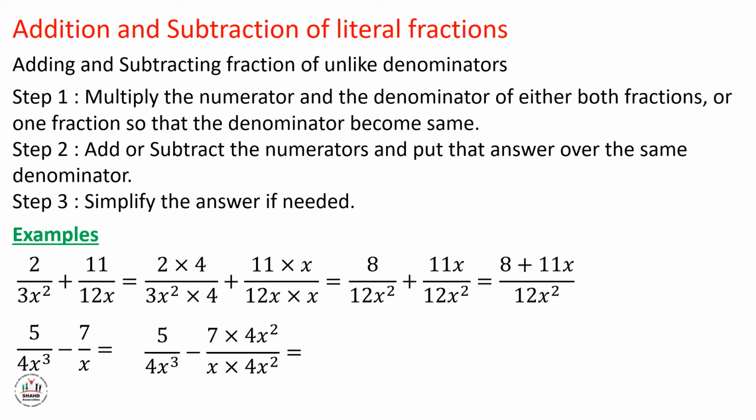So 7 times 4x squared is equal to 28x squared. x times 4x squared is equal to 4x cubed. Now we can take 4x cubed as common denominator. So 4x cubed as common denominator. And in the numerator, we can write 5 minus 28x squared.